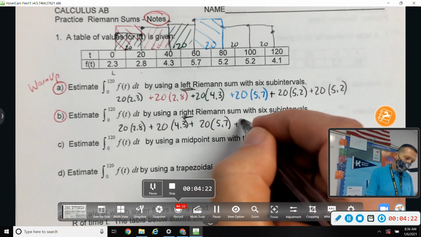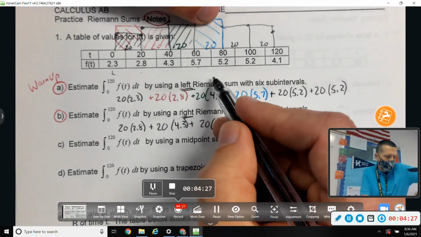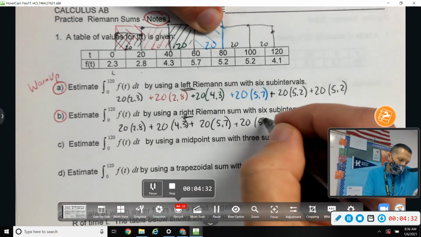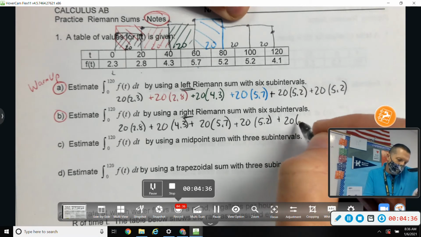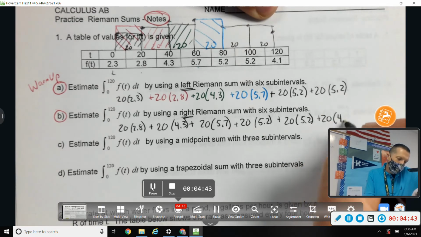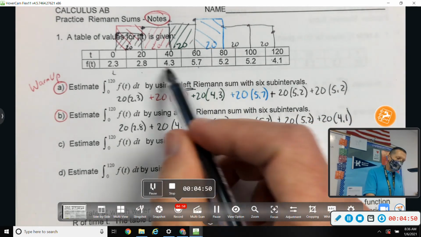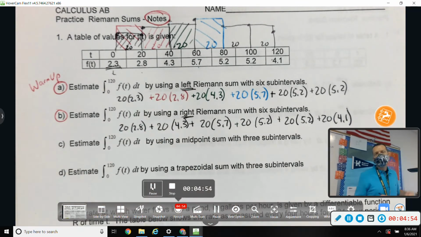The next one is 20 wide. I need three hands here to point to everything or keep track of where I am. And the right-hand height is 5.2. The next rectangle is 20 wide, and the right-hand height is 5.2. And then the last rectangle is 20 wide, but the right-hand height is 4.1. So that time I used all the right-hand heights. I didn't use the 2.3 anywhere, but that's okay. That was a left-handed thing.